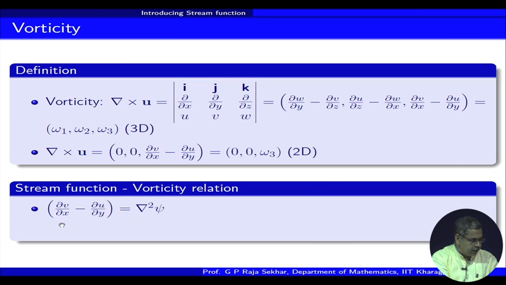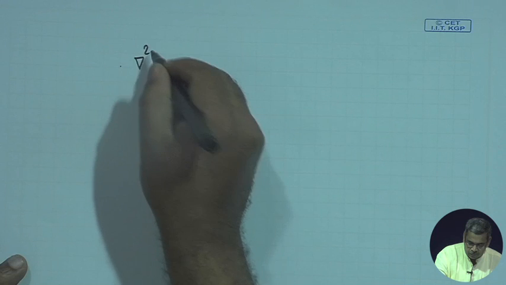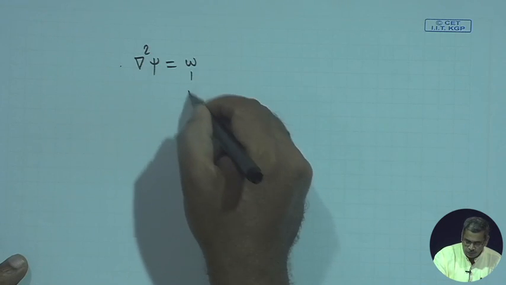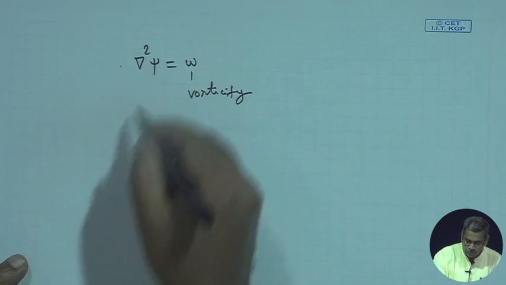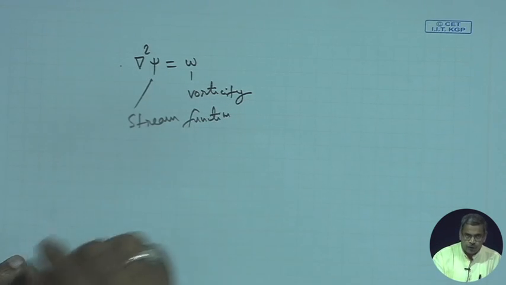Now there is a relation in 2D. If you simplify, v is dou psi by dou x, u is minus dou psi by dou y. So, we get the Laplacian. In 2D, this is exactly the third component of the vorticity, which means del square psi is equal to the third component of vorticity. So, we are defining the stream function vorticity relation: del square psi equals omega, assuming this is omega 3, and psi is the stream function. This is a very useful tool to convert the corresponding vector equations into the stream function vorticity formulation, which we are going to do now.